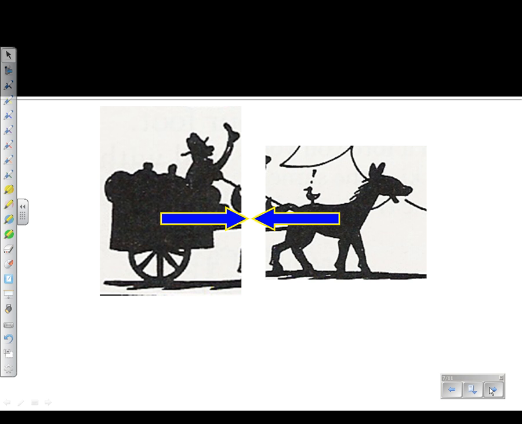But the horse, how many forces does the horse have on it? One. It would start accelerating in this direction. What would happen? They'd run into each other in the middle. Maybe not exactly in the middle. That would depend on the masses.